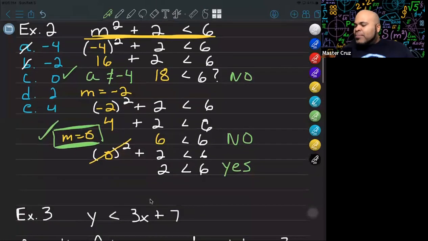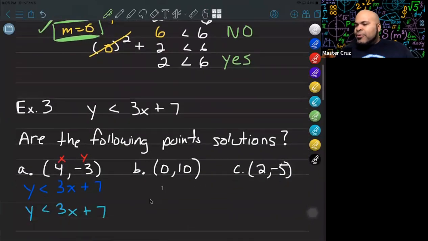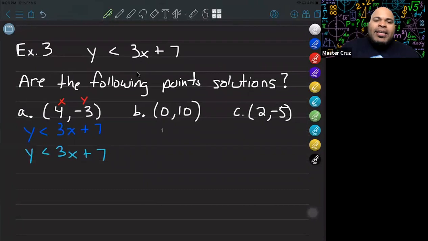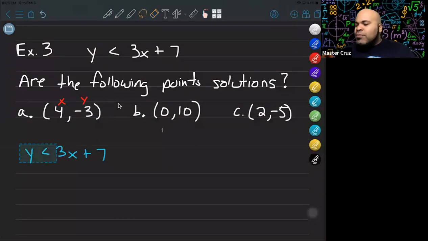So example 3, and this is the last example. What happens if I give you an inequality that has x and y, and I ask you, are the following points solutions? Well, what you have to remember is that the first number of a point or coordinate is always x, and the second number of a coordinate is always y. Hopefully you remember something like this from middle school.